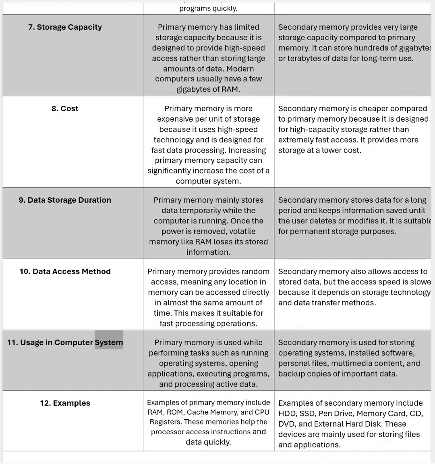11. Usage in computer system. Primary memory is used while performing tasks such as running operating systems, opening applications, executing programs, and processing active data. Secondary memory is used for storing operating systems, installed software, personal files, multimedia content, and backup copies of important data.